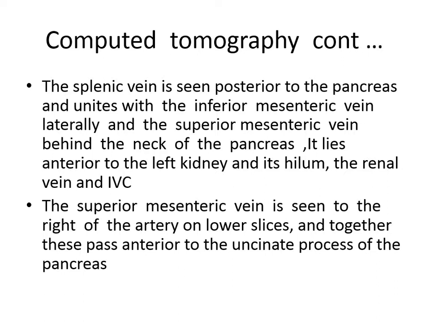It lies anterior to the left kidney and its hilum, the renal vein and IVC. The superior mesenteric vein is seen to the right of the artery on lower slices, and together these pass anterior to the uncinate process of the pancreas.